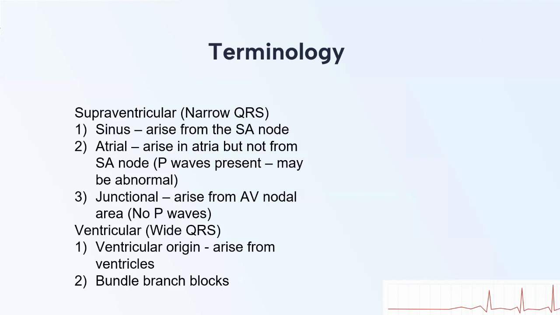And then ventricular dysrhythmias, so the wide complex dysrhythmias, arise from the ventricles. You'll see them in your ventricular tachycardia and ventricular fibrillation. And then I put bundle branch under this category, but generally there are no dysrhythmias with bundle branch blocks. Generally it's VTACH or VFib.